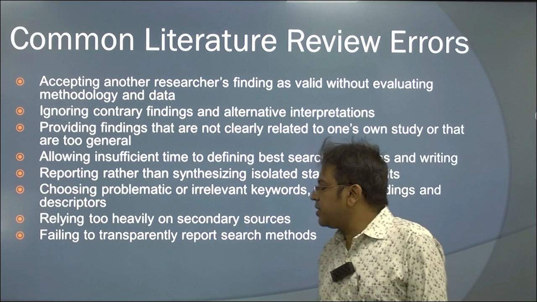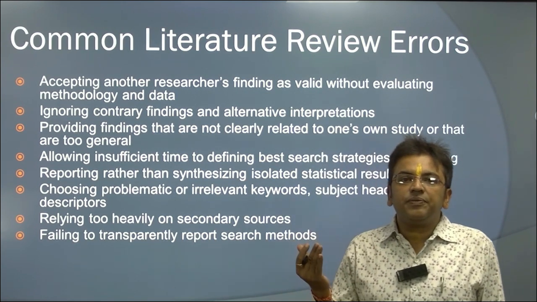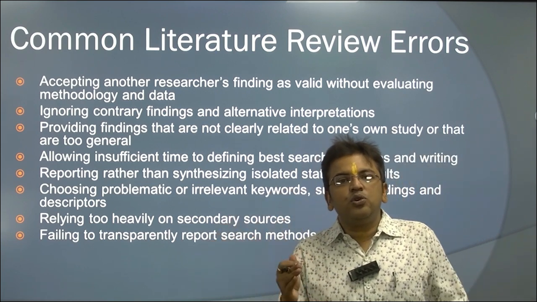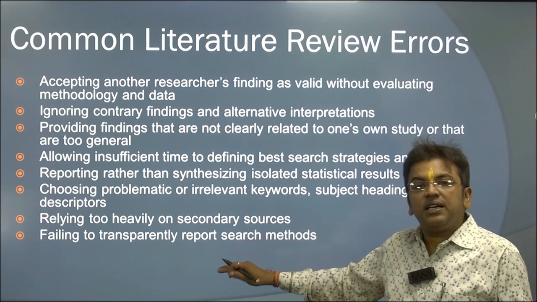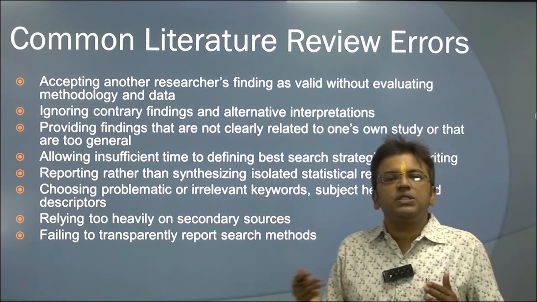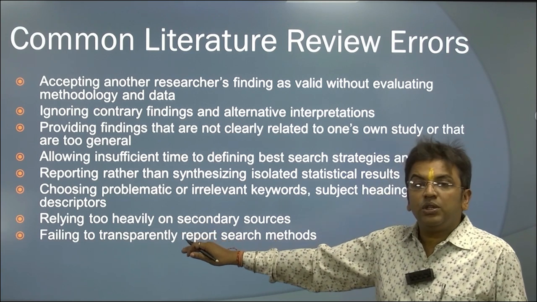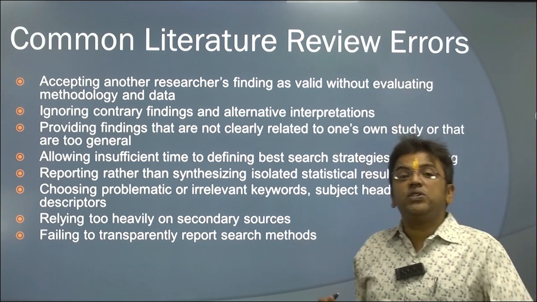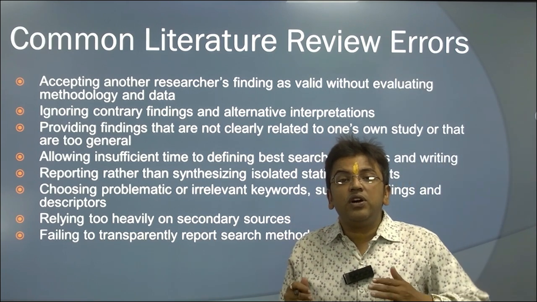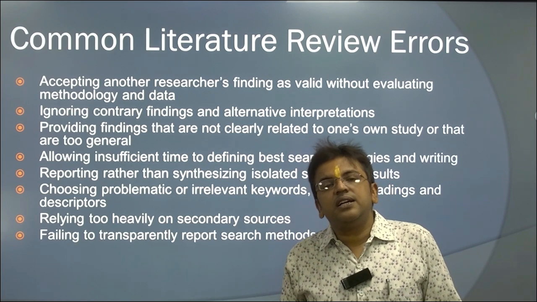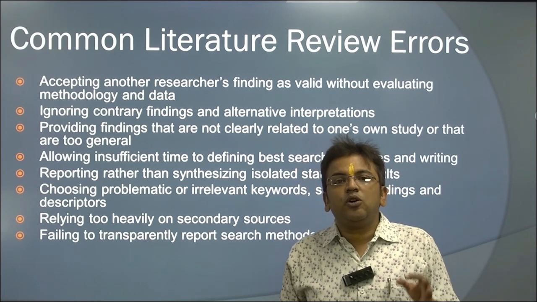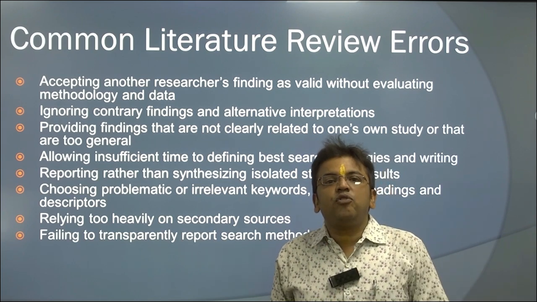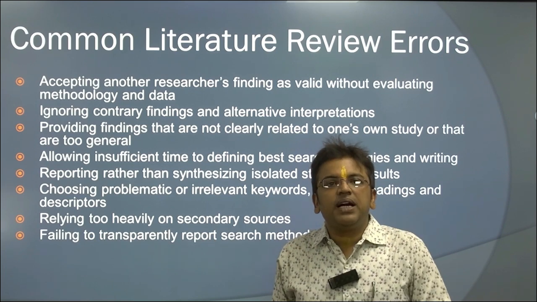Failing to transparently report search methods means, in the past, whatever work has been done, you don't know how the research has been done. So you are taking the data of the past and using it in a new study. So a researcher doesn't know what the limitations of the past data are. So this is a common error which a researcher tends to make. So here one must consider that whatever data a researcher is taking for his own study should be authentic, reliable, valid and must be in a primary form backed by secondary data.